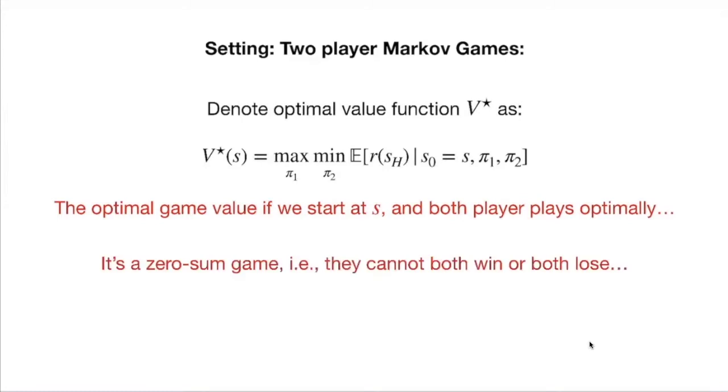This is a zero-sum game in the sense that both players cannot both win or lose. One player wins, one player loses. So the total sum of the reward of this game is 0. One player gets rewarded 1, the other player gets rewarded -1, so the sum is always 0. They cannot both win or lose, that's just by the rule of the game. So this is called a zero-sum game.